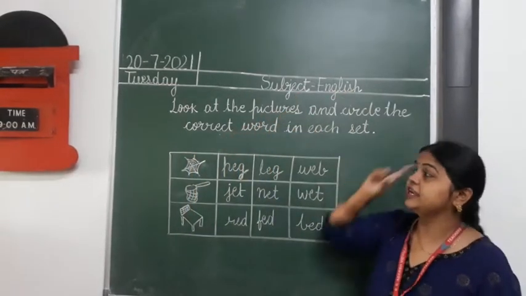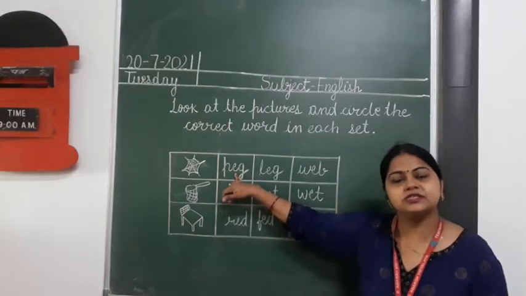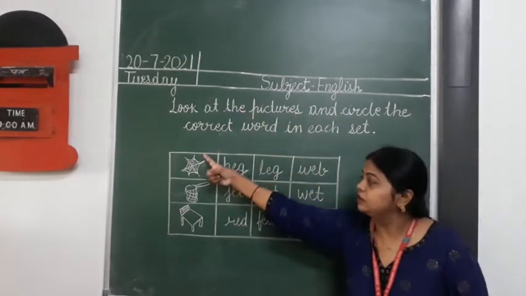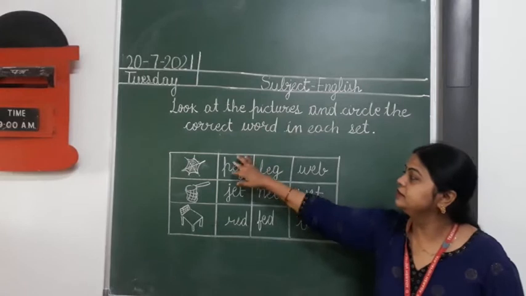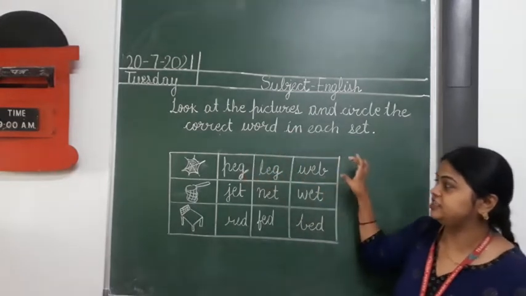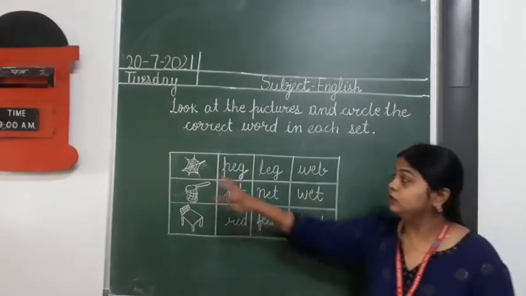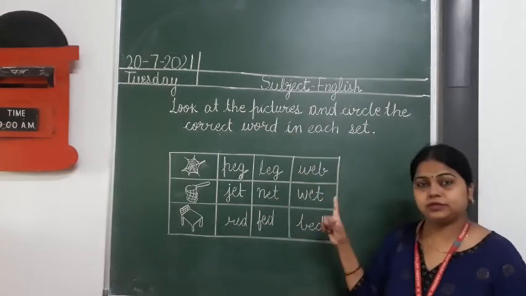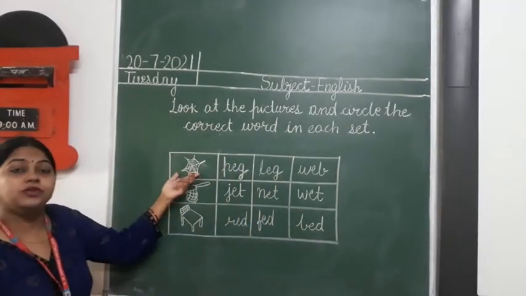Our subject is English. In English, we are learning E sound words. E sounds E. Now look at the pictures and circle the correct word. These are the words. You have to circle the correct word in each set: one set, two set and three set. First you have to find out which picture this is.